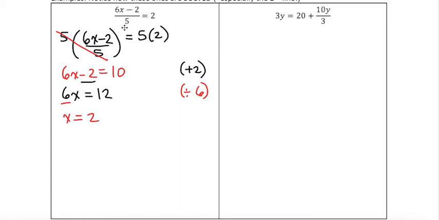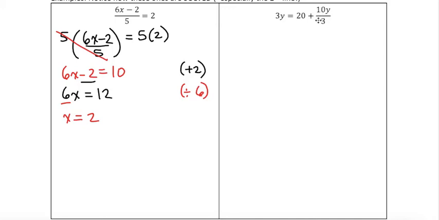So look at your denominator and multiply every single term on both the left-hand side and the right-hand side by that value in order to get rid of your fractions, and then you can solve it using the strategies that we picked up in the previous level lessons. Let's take a look at this next example. So I have 3y equals 20 plus 10y over 3. I want to get rid of those fractions.